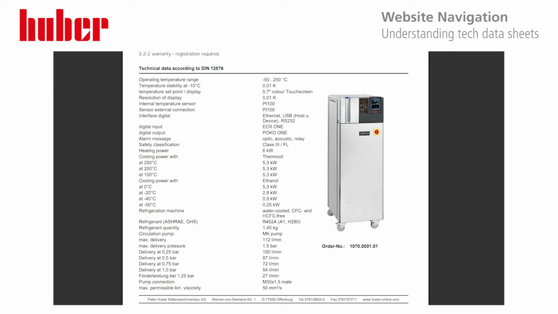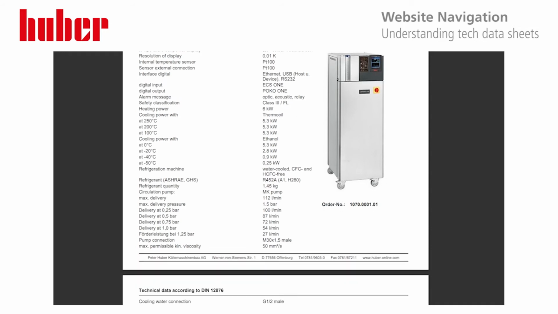We have our interfaces. This is where we have many interfaces on a Huber unit. Here we've listed Ethernet, USB and RS-232. We have ECS and POCO, which of course can be expanded with our comms gate. And then we have the different safety classifications, how much heating power you have. And then with all of our machines, we like to show people the cooling power the machine can apply at various temperatures. So as the machine operates from -50 to 250 degrees C, we start at 250 and we go down to -50.